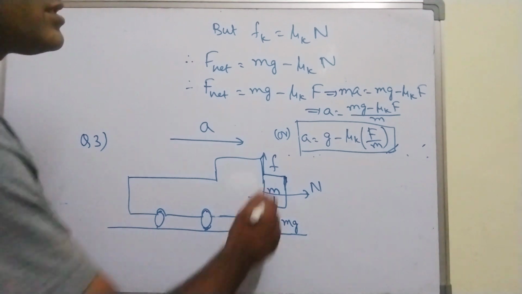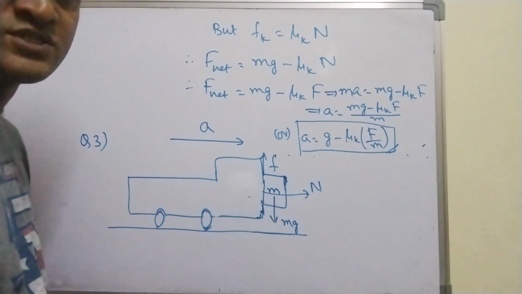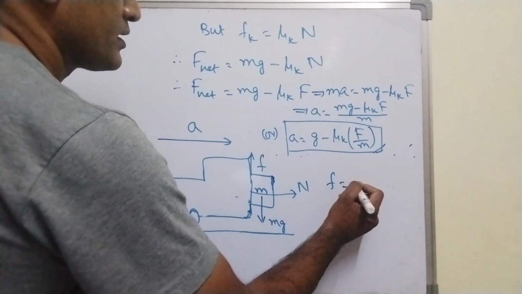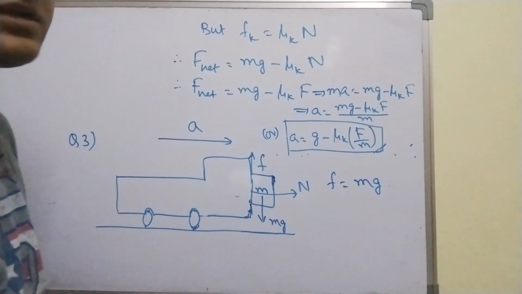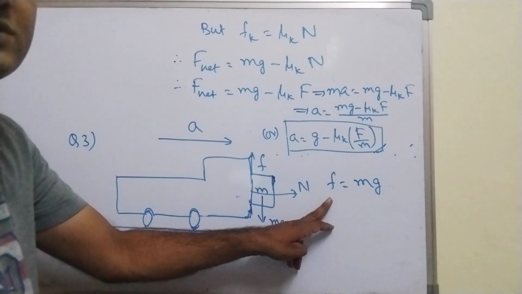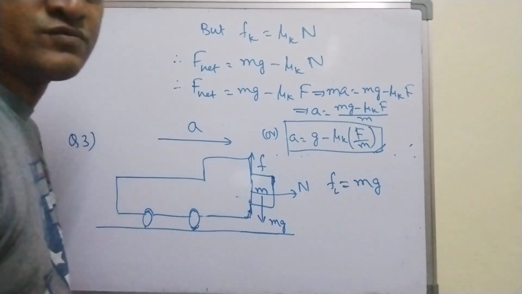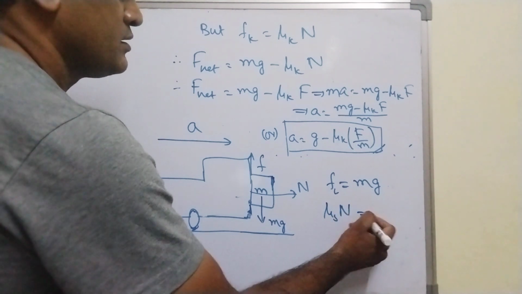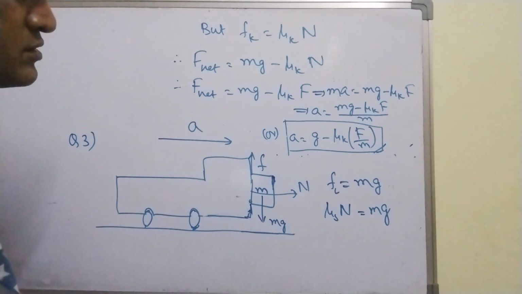As you know, as the block is in contact with the truck, these two forces are equal in magnitude but opposite in direction, is it not? So I can write F is equal to mg, because both are equal in magnitude but opposite in direction, and I'm writing only the magnitude. But what is the formula for frictional force? Let me take this as limiting frictional force. Limiting frictional force is mu s into N, which is equal to mg, is it not?